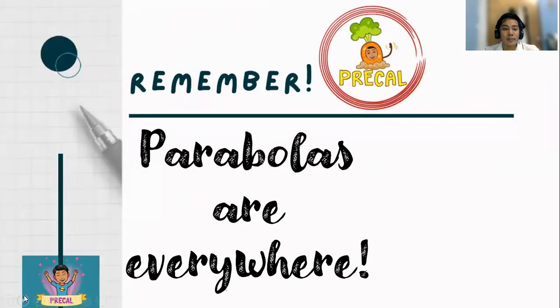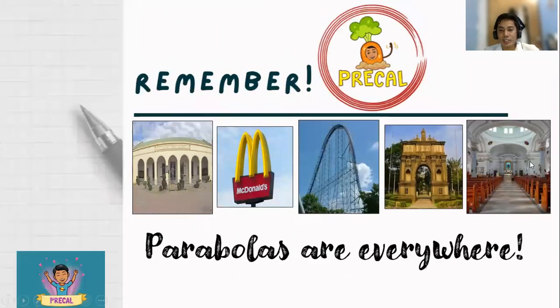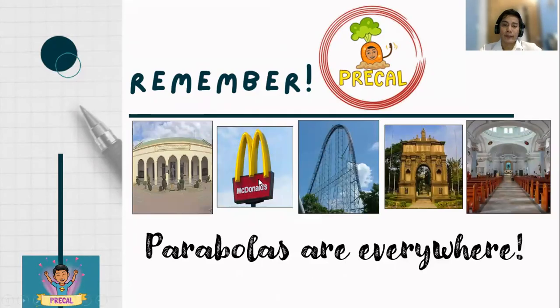Always remember that parabolas are everywhere. You could see them at school, on an amusement park, on a church, on some monuments, and of course our favorite place, McDonald's, JBL.